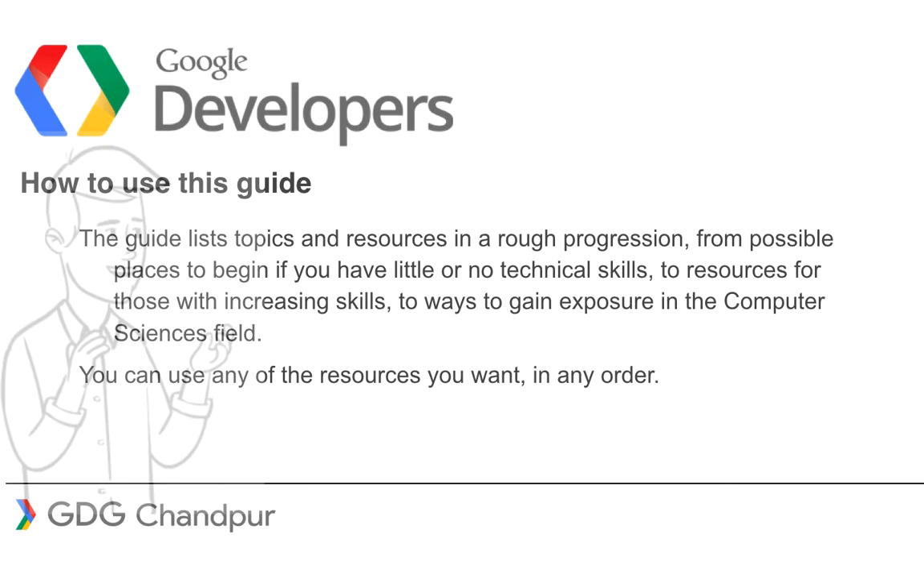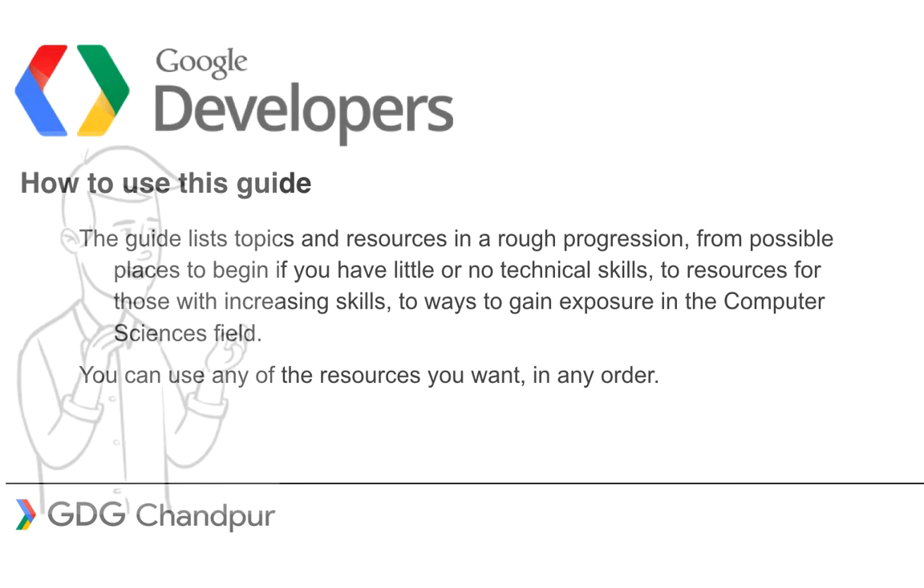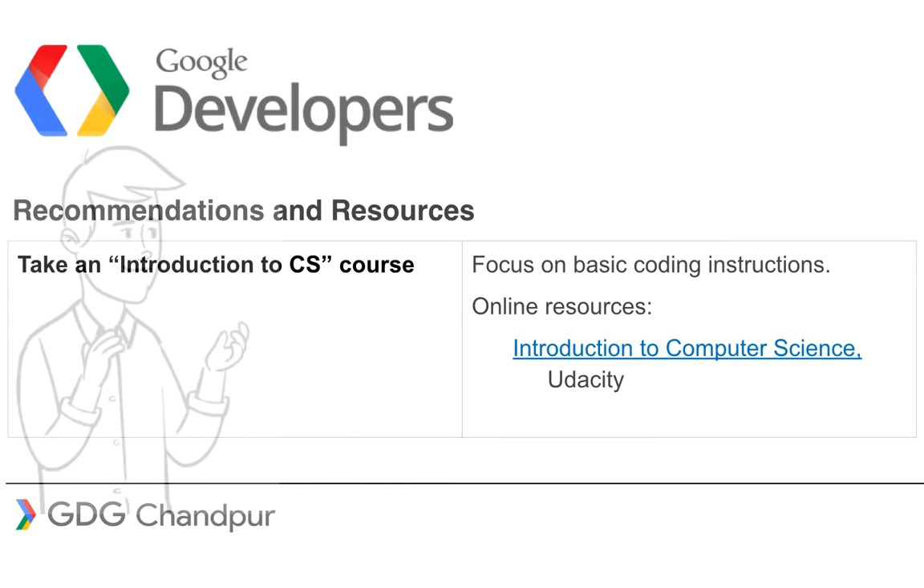How to use this guide. The guide lists topics and resources in a rough progression, from possible places to begin if you have little or no technical skills, to resources for those with increasing skills, to ways to gain exposure in the computer science field. You can use any of the resources you want, in any order. Recommendations and resources. Take an Introduction to CS course. Focus on basic coding instructions.